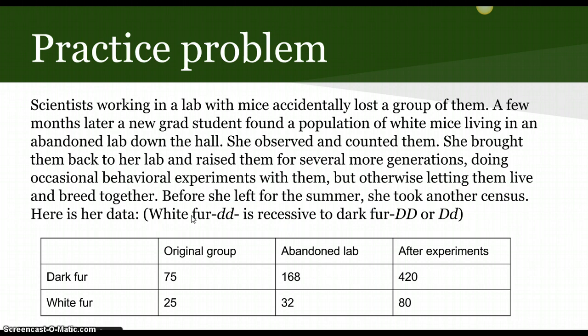Here's her data. So the mice that had only white fur are recessive, and the mice that had some dark fur are dominant. So they have big D big D, or big D little d. All right, so the original group had 75 mice with some dark fur and 25 mice with only white fur. The group that she found in the lab had 168 with some dark fur and 32 with only white fur. And after the experiments, she found that she had 420 with some dark fur and 80 with only white fur.